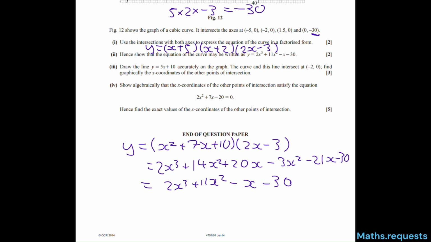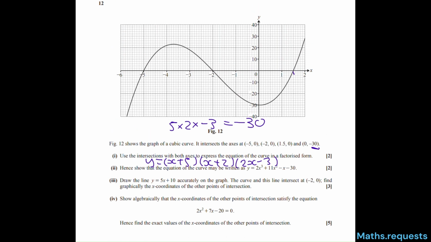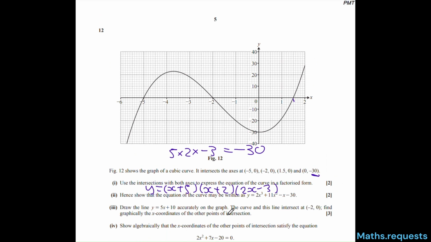So that's part 2. Draw the line y equals 5x plus 10 accurately on the graph. The curve and this line intersect at (minus 2, 0). Find graphically the x coordinates of the other points of intersection.